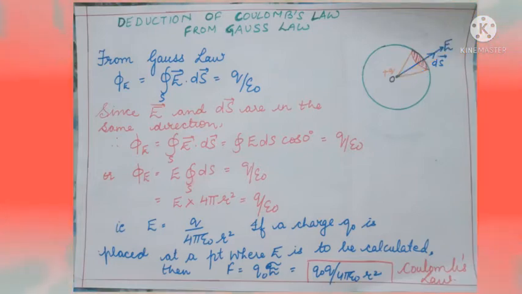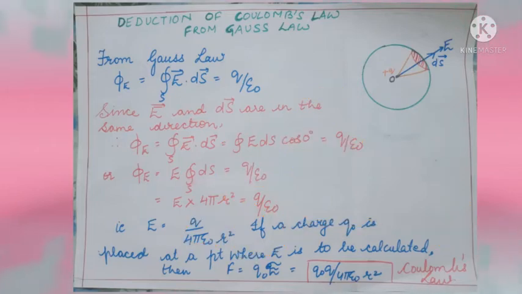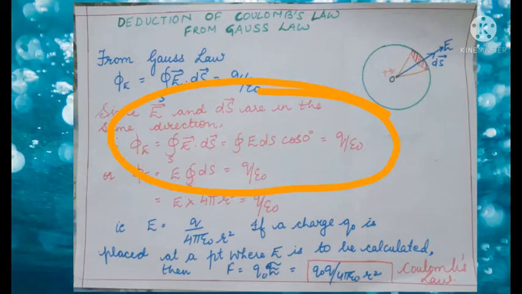Now children, from Gauss law, phi e is equal to closed integral of E dot ds, which is equal to q over epsilon naught. Students, as the direction of the surface and that of the electric field are in the same direction, therefore the angle between both of them is 0. So on expanding E dot ds, we will get the result closed integral E ds cos of 0, which is equal to q over epsilon naught.